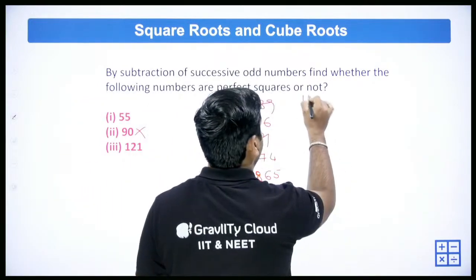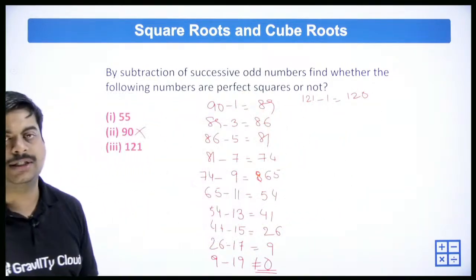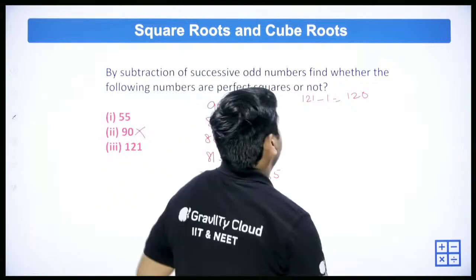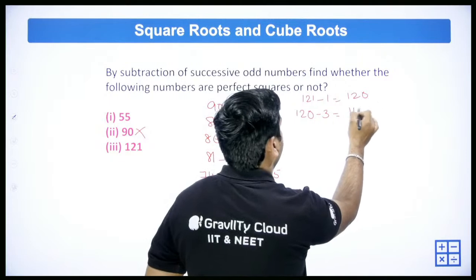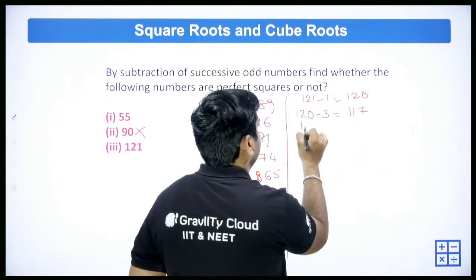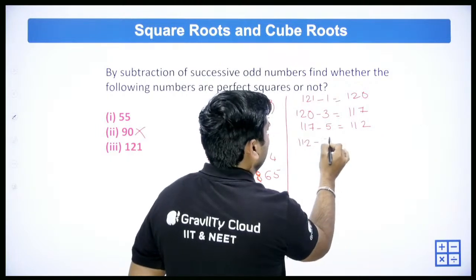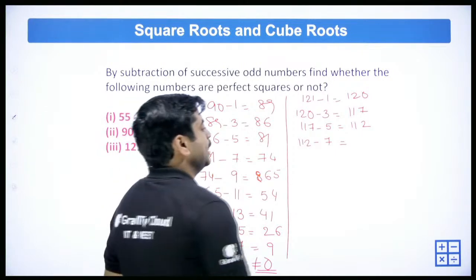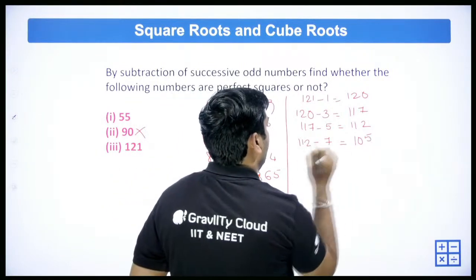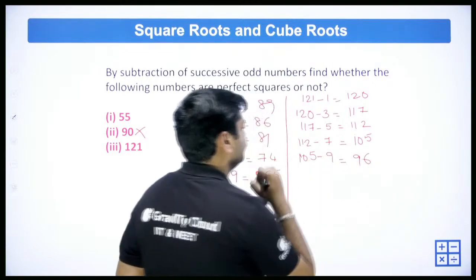Okay, let's see. 121 minus 1 is 120. Just please cross check if there is any calculation mistake. So 120 minus 3 is 117. 117 minus 5 will give you 112. 112 minus 7, successive odd numbers, will give you 105 if I'm not wrong. 105 minus 9 will give you 96.